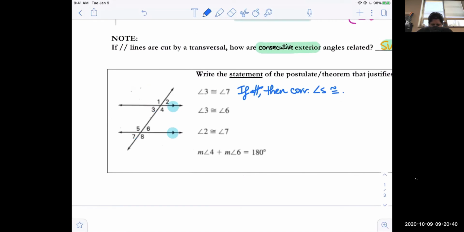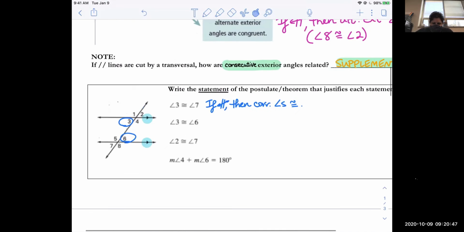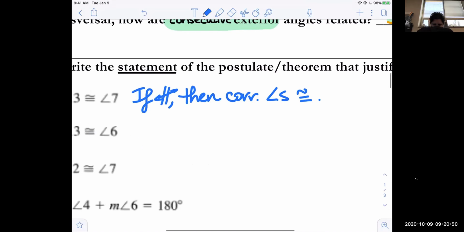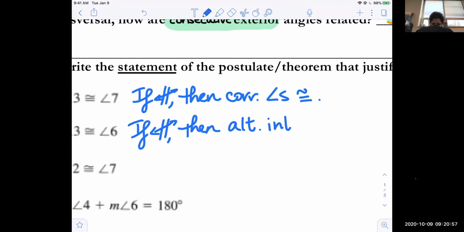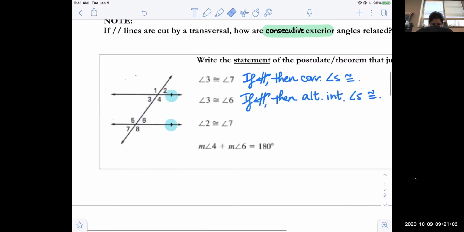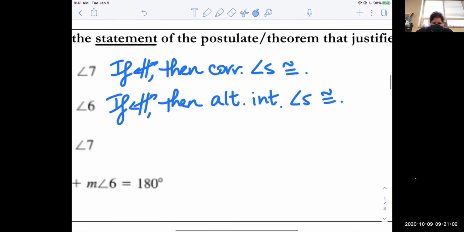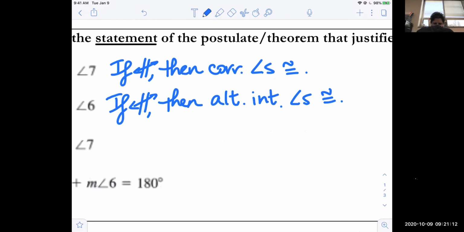Okay, how about 3 and 6? So 3 is here, 6 is there. Jordan, tell me what that theorem would be. If parallel lines are cut by a transversal, then alternate interior angles are congruent. Good. Okay, and then for 2 and 7. 2 is here and 7 is there. Oliver, give me that one. Okay, but I need the whole thing, not just the ending part.